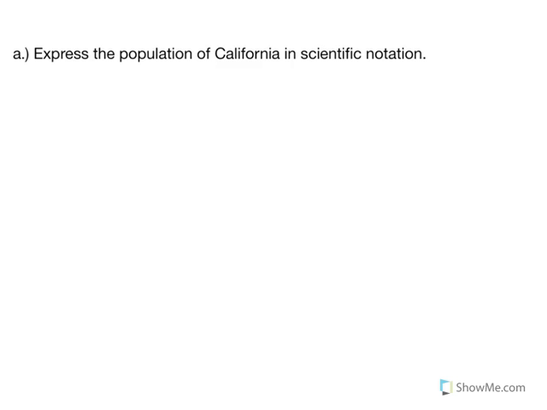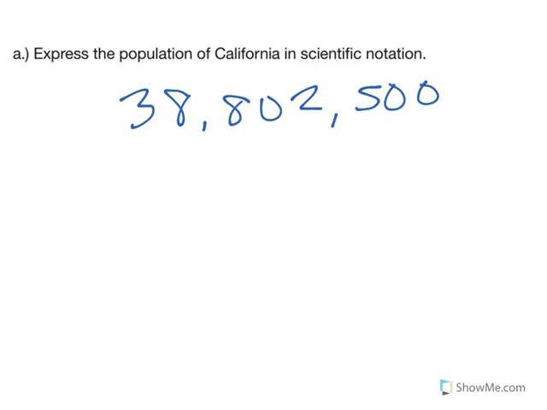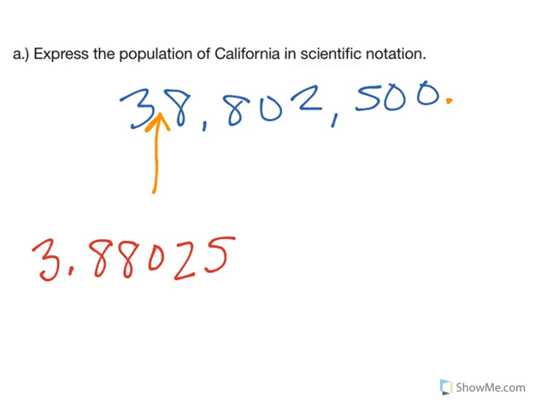Recall, the population of California is 38,802,500. And when we're talking about scientific notation, we want the decimal point, which right now is at the end. We want to move it so that our first number in scientific notation is between 1 and 10. So I want to move my decimal point here between the 3 and the 8. So the first part of my number will be 3.88025. We need all significant digits when we change to scientific notation.